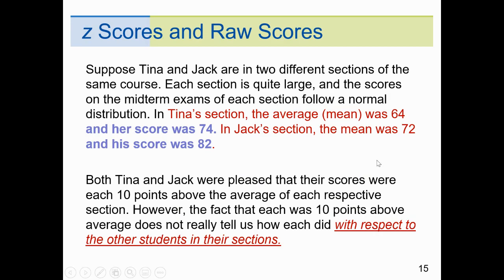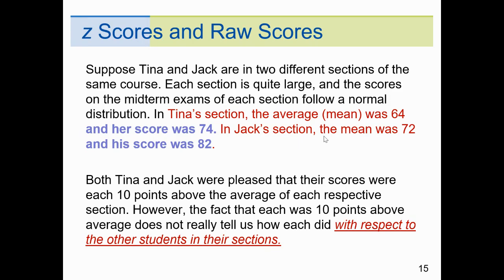Suppose Tina and Jack are in two different sections of the same course. Each section is quite large. Scores on the midterm exams of each were normally distributed. In Tina's section, the mean was 64, and she got a 74. In Jack's section, the mean was 72, and he got an 82. Both Tina and Jack were pleased with their score.